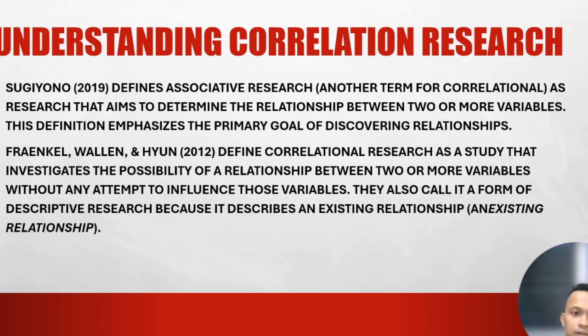And other experts, Frankel, Wallen, and Hume, 2012, define correlational research as a study that investigates the possibility of a relationship between two or more variables without any attempt to influence those variables. They also call it a form of descriptive research because it describes an existing relationship. So it is very clear, right?